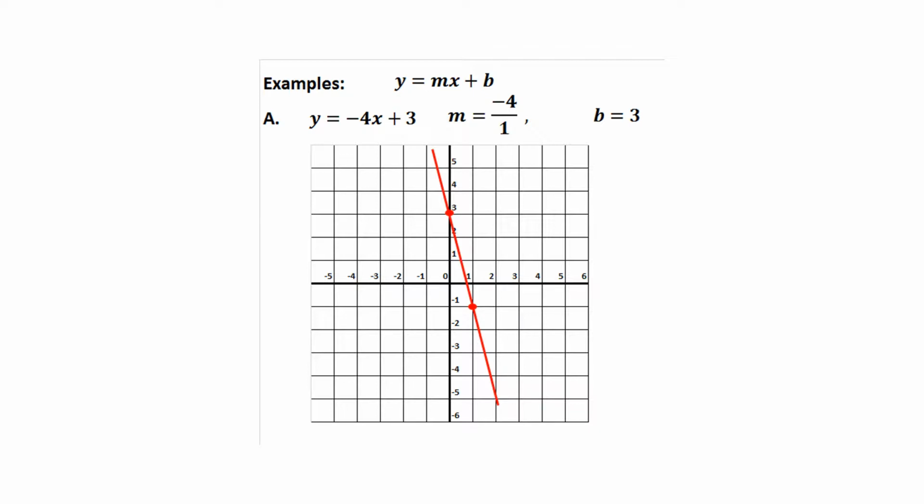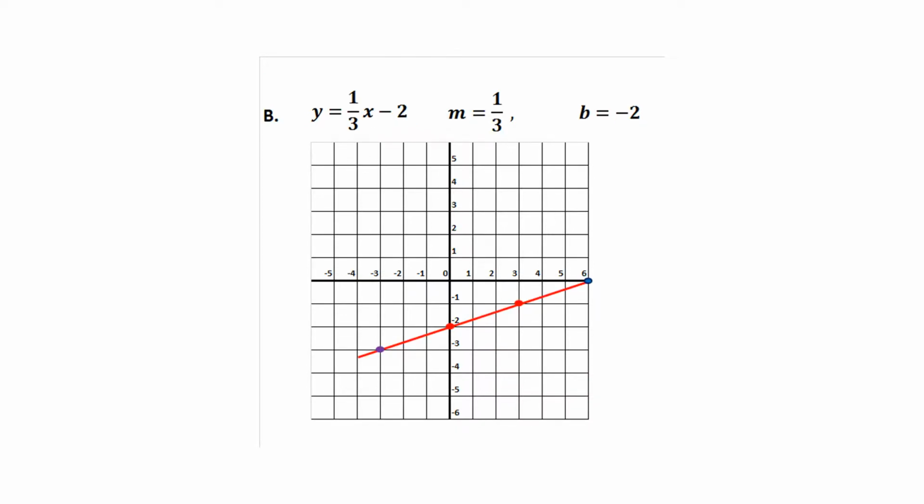Notice, as you look at the graph from left to right, a negative slope will produce a line that goes down. In this example, y is equal to 1/3 x minus 2. 1/3 is already a fraction. First step, put a dot at -2 on the y-axis. Now, m is equal to 1/3. Go up 1 step from -2. That puts us at -1. Go over 3 steps to the right, and there's another red dot.